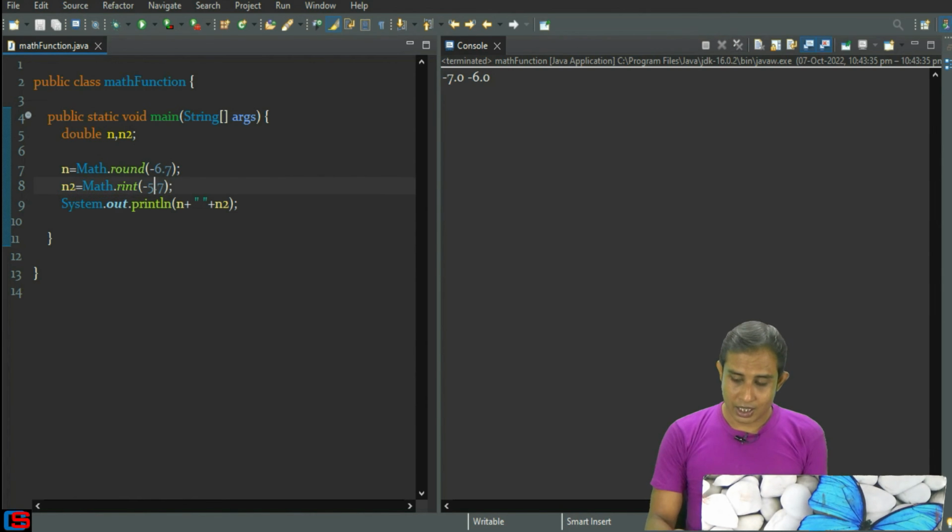Now I write minus 6.7 again. What happens? It returns minus 7. If I enter minus 6.4 again and run the program, it returns minus 6.0. So in case of negative values, the rint function follows just like the round function, not like the even-number behavior. So this is the basic difference between the round and rint functions.